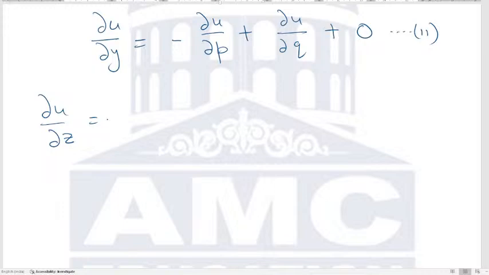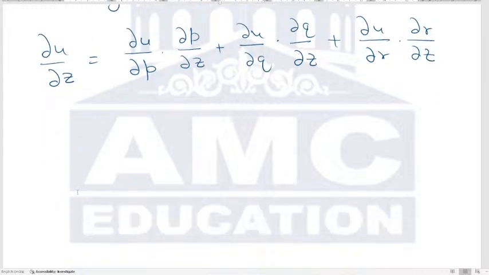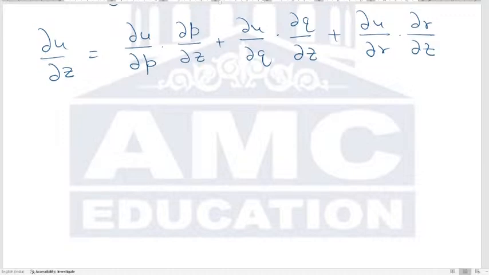Okay, that's the concept. So the method is as follows. We'll write ∂u/∂z = ∂u/∂p multiplied by ∂p/∂z, plus ∂u/∂q multiplied by ∂q/∂z, and plus ∂u/∂r multiplied by ∂r/∂z. Fantastic. And once we have got this expression, we'll try to find out certain values.